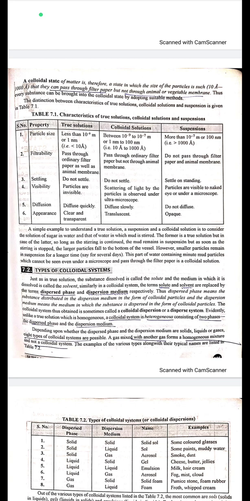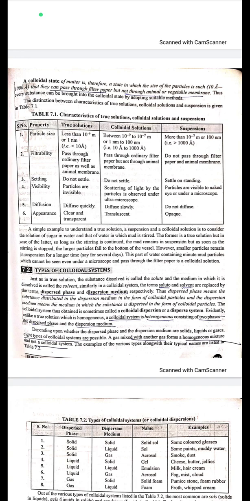The particle size of suspension is more than 10 raised to power minus 7 meter or 100 nanometer. They do not pass through filter paper and animal membrane. They settle on standing. Particles are visible to naked eyes or under a microscope. They do not diffuse. They are opaque in nature.